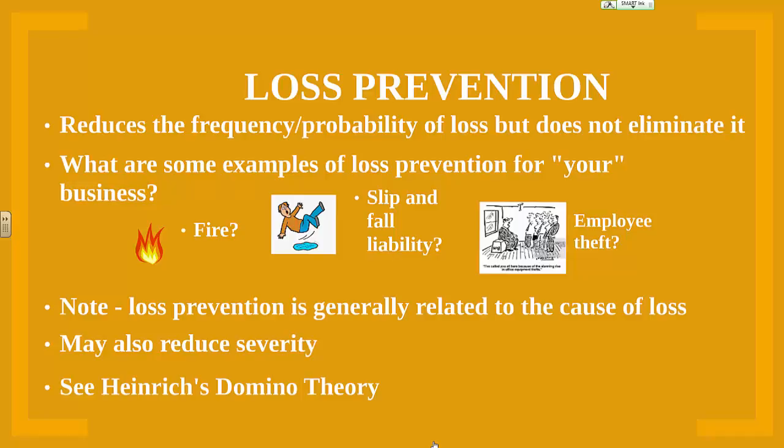And he noted that if any of these dominoes were removed from the chain that led to the loss, the loss would never have occurred. Some of these were related to human error, and some were mechanical. And oftentimes, it's easier to remove mechanical problems rather than to prevent human error.